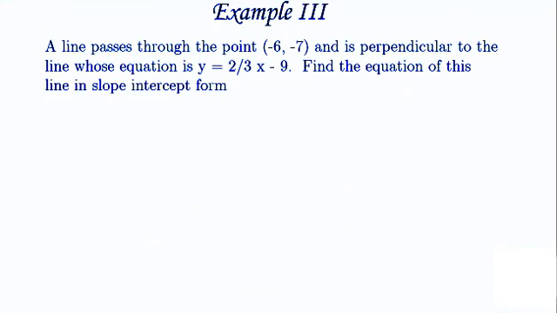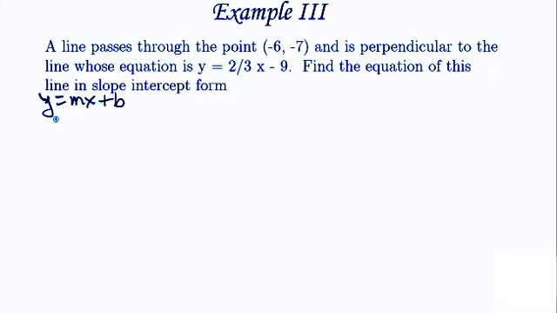A line passes through the point -6, -7, and is perpendicular to the line whose equation is y equals 2/3 x minus 9. Find the equation of this line in slope-intercept form. So I need to find this in the form y equals mx plus b. Looking at the information I'm given, I know that I have a line with this equation that is perpendicular to the line that I'm finding.